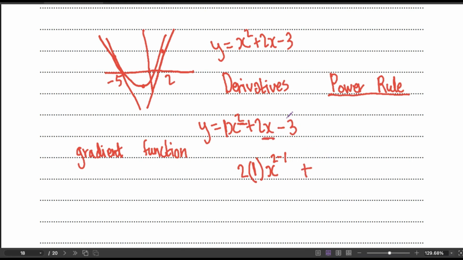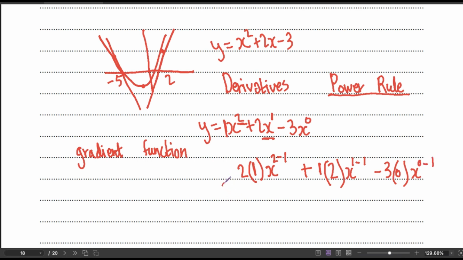So the power on x here is just 1. So you have 1 times the coefficient of 2x, which is just 2. And then x to the power 1 minus 1 again. Minus 3 times, okay, so this is nothing here, which is the same as x to the power 0. That's what the power is. So you can do 3 times 0, x to the power 0 minus 1. Of course, this is going to cancel out.